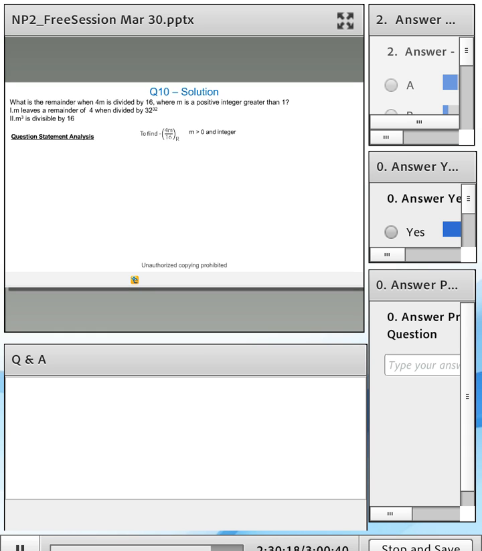We need to first understand the question statement. The question statement is asking us to find the remainder when 4m is divided by 16. So essentially all we have to do here is process it in terms of our divisibility equation, and we get the constraints that r is less than or equal to 15 and r is greater than or equal to 0. So now let's do statement 1 analysis. There isn't much that we can do from the question statement. Statement 1: M leaves a remainder of 4 when divided by 32 raised to the power 32.